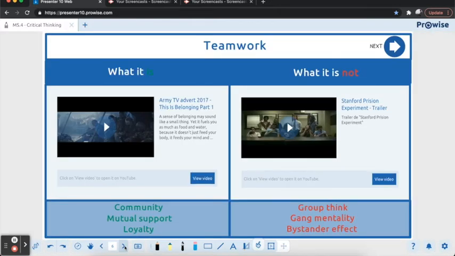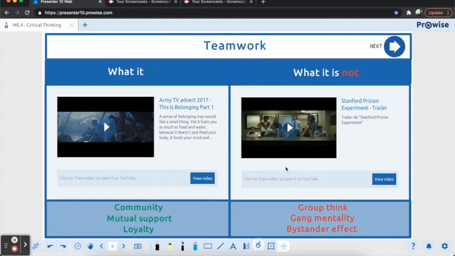And now teamwork, they would have had deep experience of this in the CMS so far, buddy system, get around each other, get amongst it, mutual support. And there's a video here to illustrate that. But the dark side of teamwork may have been less apparent. So it's important to have a discussion around groupthink, gang mentality, and the bystander effect.